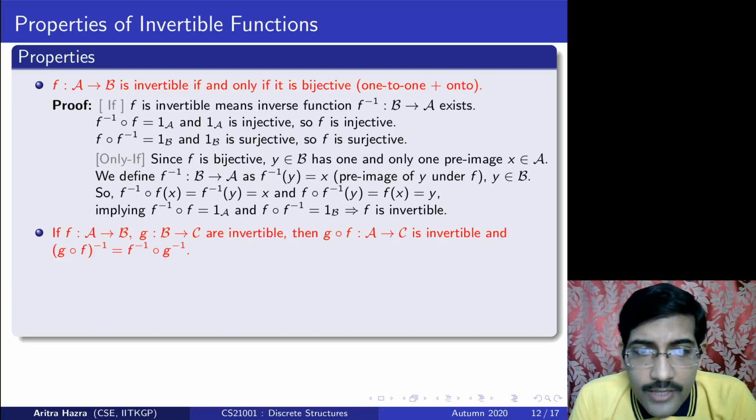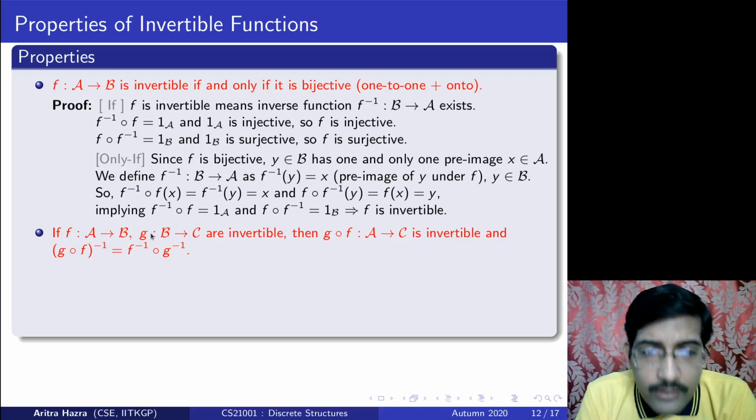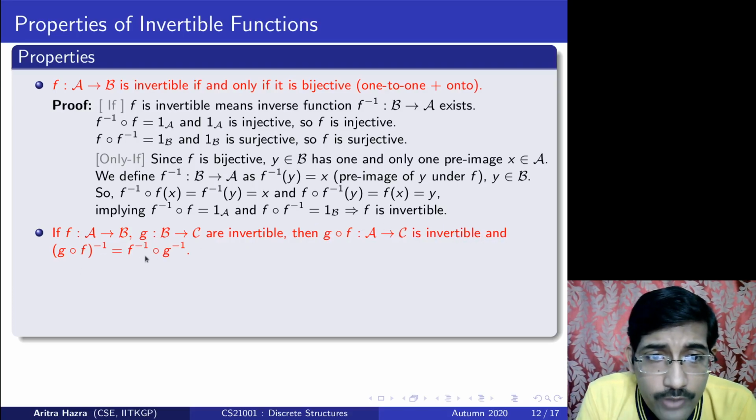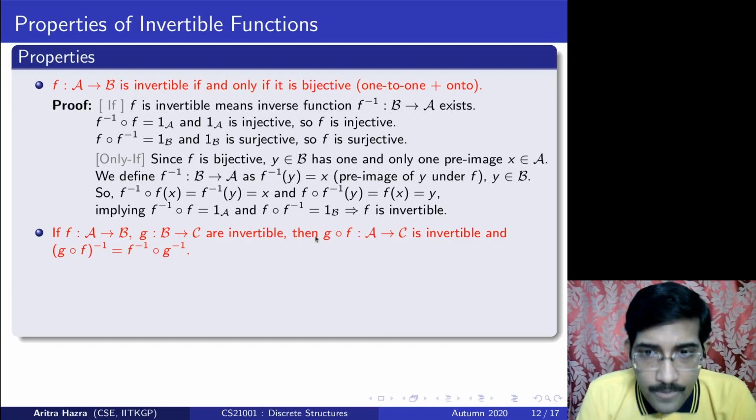The next property, which is a little bit tricky: if f is a mapping from A to B and g is a mapping from B to C, I assume that these two are invertible. Then I have to prove that my composition g o f from A to C is also invertible, and that the equality for (g o f) inverse holds. Now let us prove one by one.